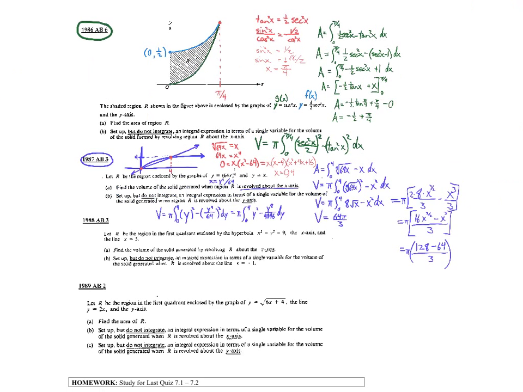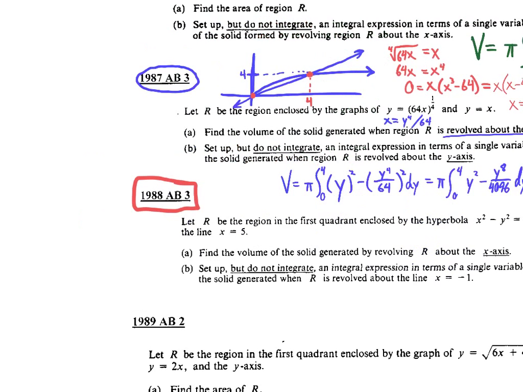All right, so let's tackle these last two problems here. All right, so this is 1988 AB3. We're going to let R be the region in the first quadrant enclosed by the hyperbola x squared minus y squared equals 9, the x-axis, and the line x equals 5. All right, so let's give ourselves a little sketch here.